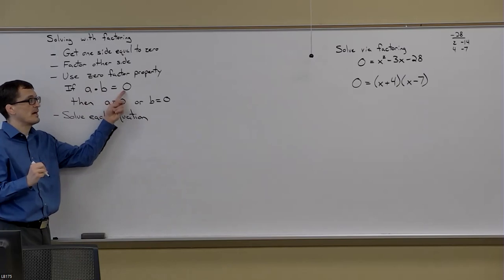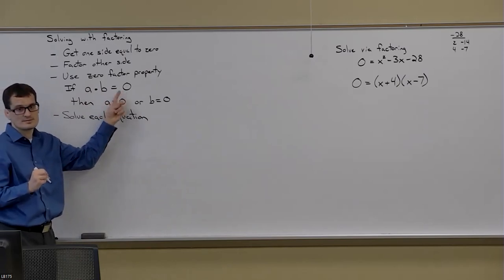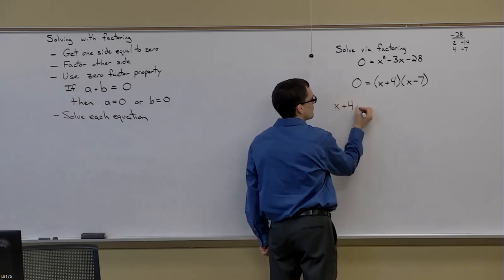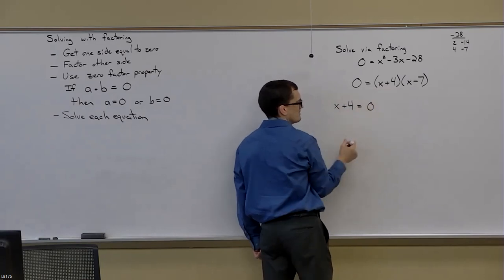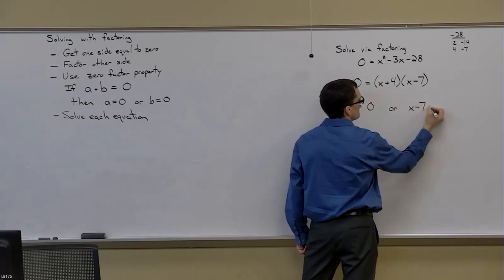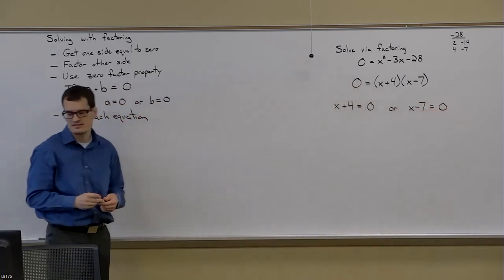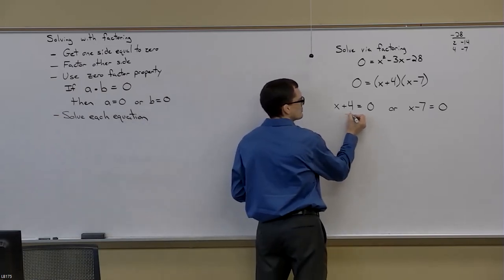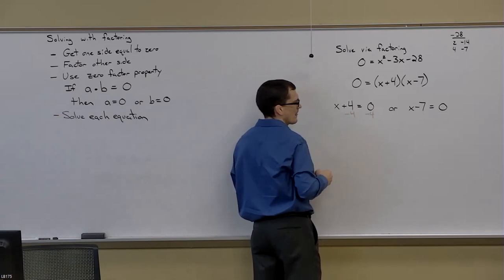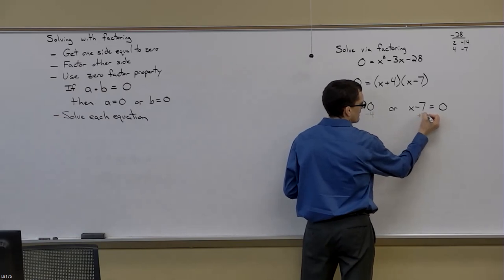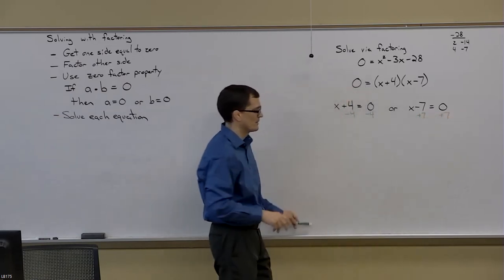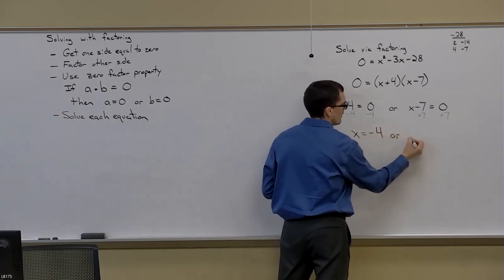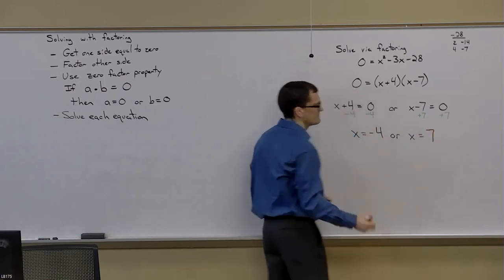Now, if two factors multiply to give you 0, the zero factor property says that either x plus 4 has to be 0, or x minus 7 has to be 0. One of those two things has to be true. We'll subtract 4 from each side in this equation, and we'll add 7 to each side in the other equation. And that tells me that x is negative 4, or x is positive 7.